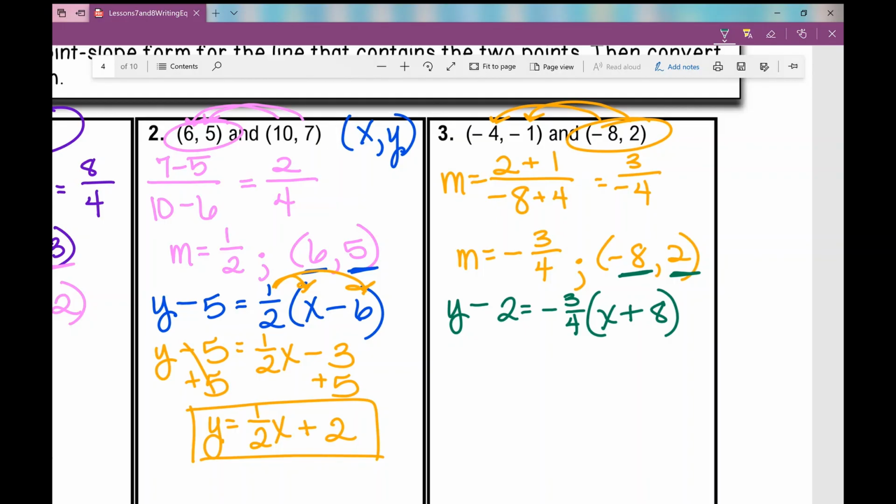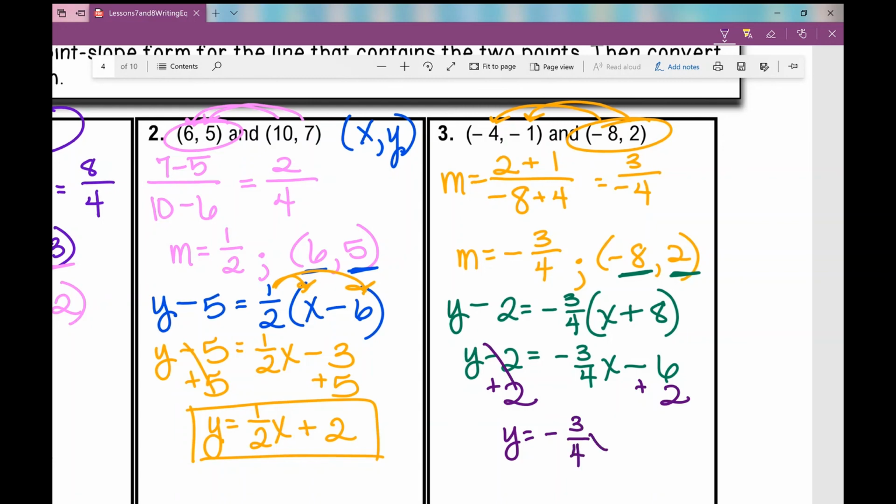So what do I need to do now? Distribute this -3/4. So I get -3/4 x minus 6, because -3/4 times +8 is -6. And then I'm going to add 2 to both sides. Whoops, I didn't write over there. So I get y equals -3/4 times x minus 4. And that concludes your notes over day 2, writing equations of lines given 2 points. I hope it was helpful.